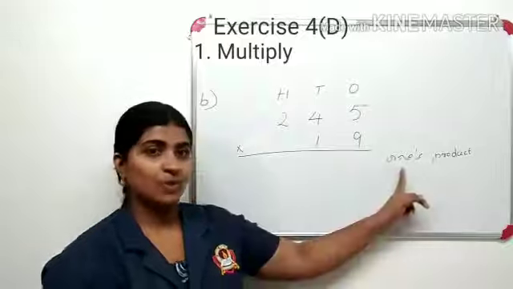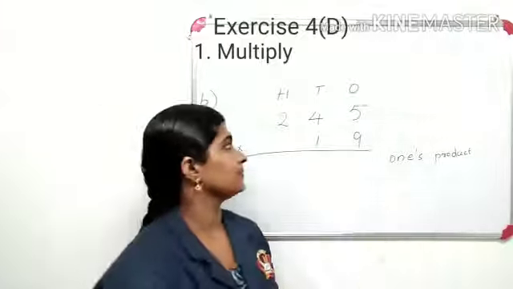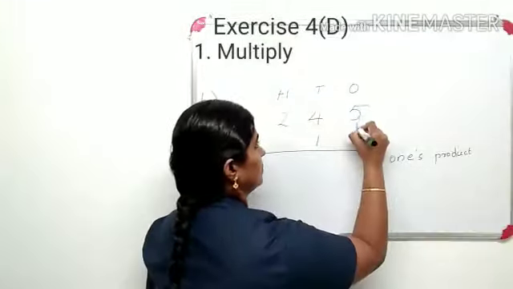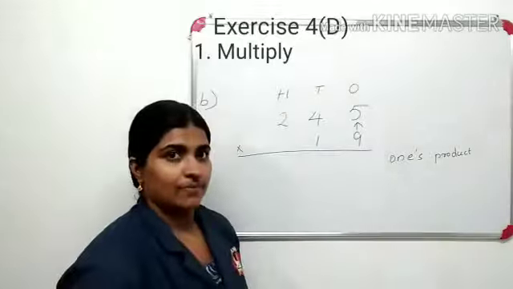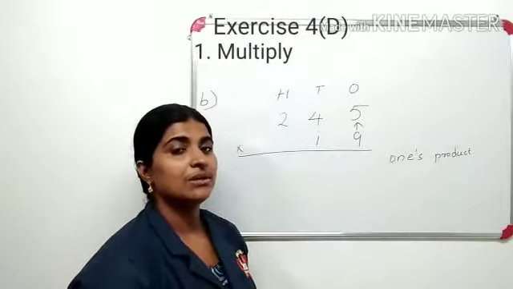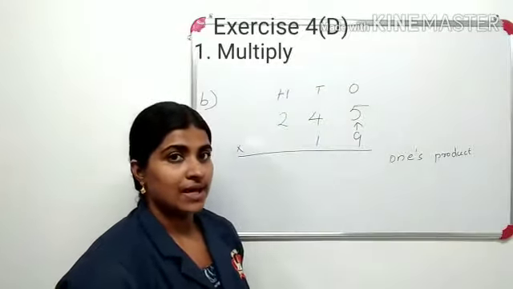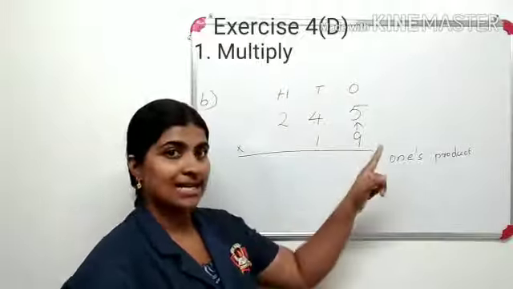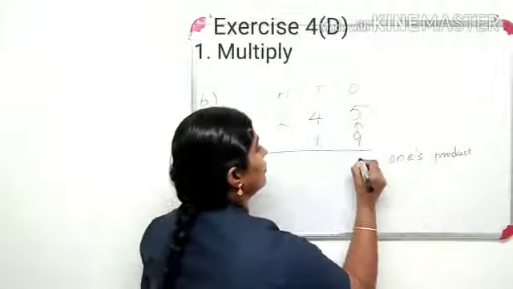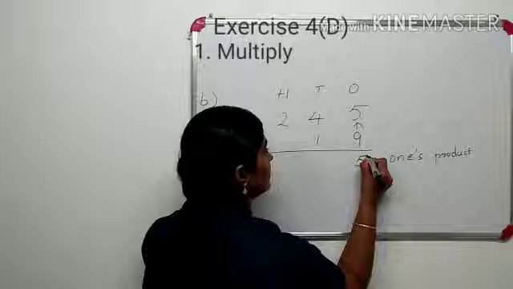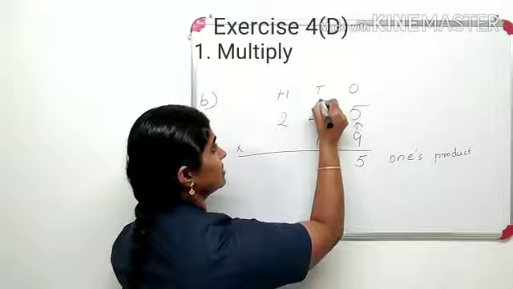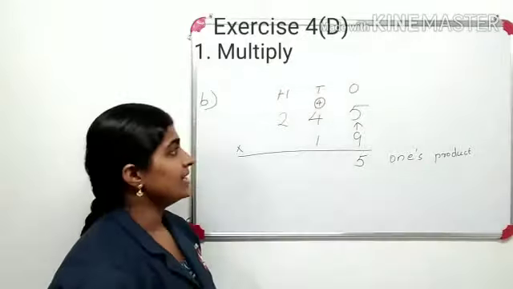Have you got the ones product? Yes, then we can check. First we multiply 9 with 5. So 5 9's are, which is the entry corresponding to 5 9's in 9's table? Yes, 5 9's are 45. You may please underline that entry. So we are writing 5 in ones place and 4 as carry in tens place.